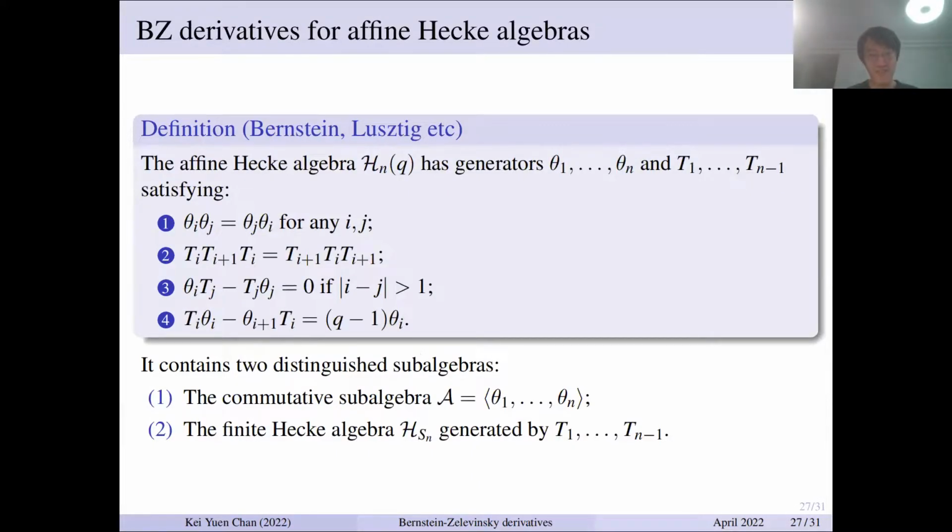I will go through the affine Hecke algebra things quickly. So basically, the affine Hecke algebra is defined by some generators, theta 1 to theta n, satisfying some relations. And the two important things are one, a commutative subalgebra, and the other, a finite Hecke algebra.